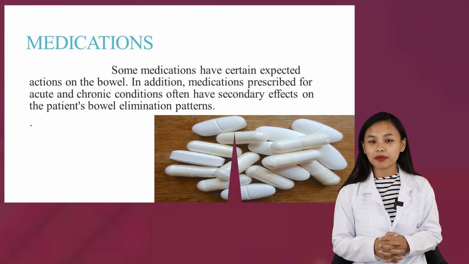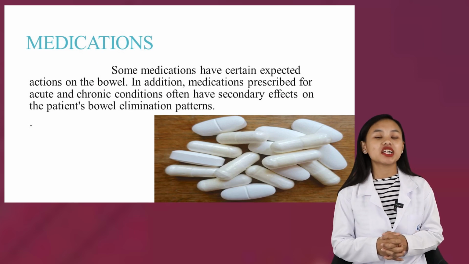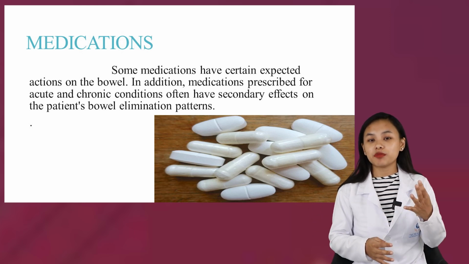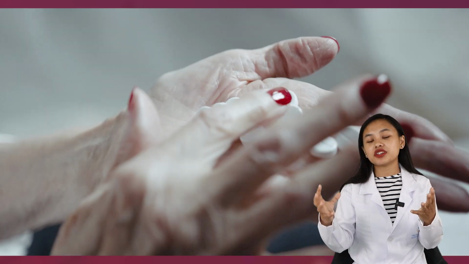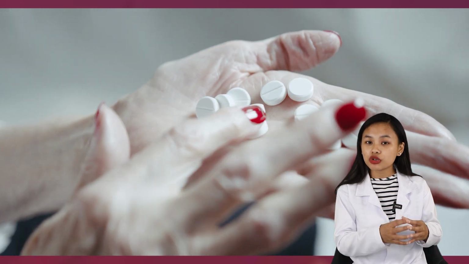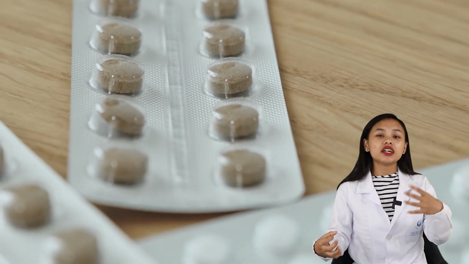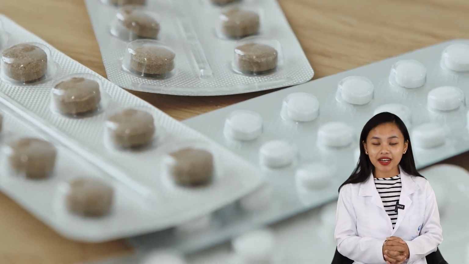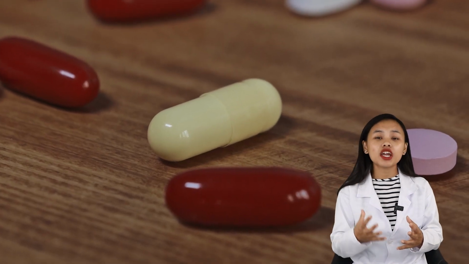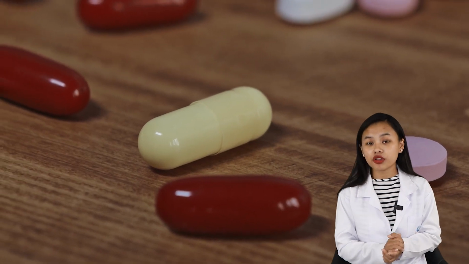The next is the medications. Here some medications have certain expected actions on the bowel. For example, if a person is having diarrhea, then certain medications can be prescribed in order to control it, whereas even if a person is having constipation, certain medications can be provided. So here certain medications which we provide to the patient have an expected action on the bowel.